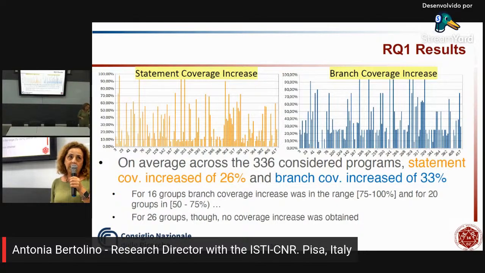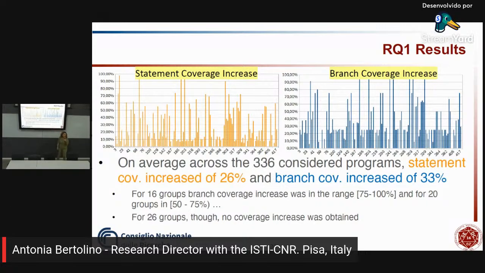And the results were quite promising, because we measured both the statement and the branch coverage. In this histogram, the horizontal axis corresponds to the IDs of those 300-something programs that we kept, and on the vertical axis we measure the increase of coverage. On average, the coverage increased by 26% for statements and 33% for branches. But this was not uniform, because there were some groups in which we could not increase the coverage, but there were also some groups in which the coverage increase was in the highest quartile. So I think it is a first good result that suggests that using cross coverage could be a good idea.